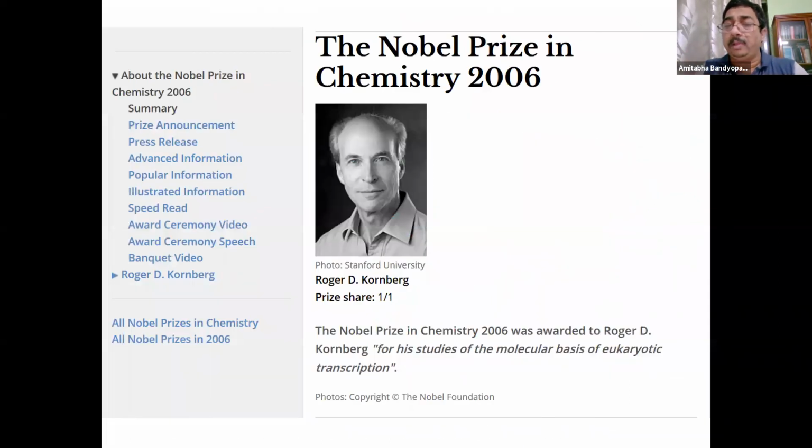For all this work, Roger Kornberg got his Nobel Prize in 2006. The father got it earlier for DNA polymerization, the son got it for RNA polymerization.